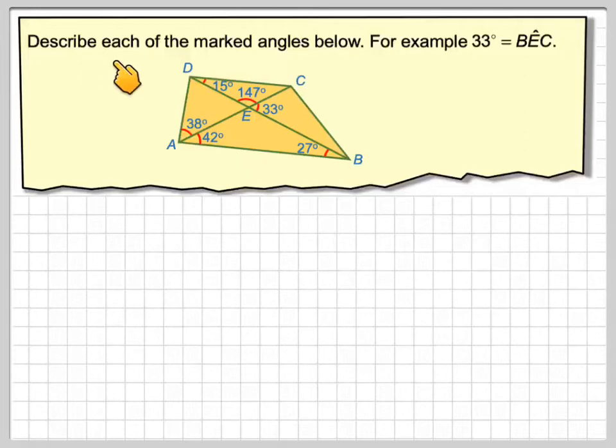In this video, you're going to describe each of the marked angles below. For example, 33 degrees could be written as BEC. Notice it also could be written as CEB. Now, in any order, it doesn't matter which order you do these in.